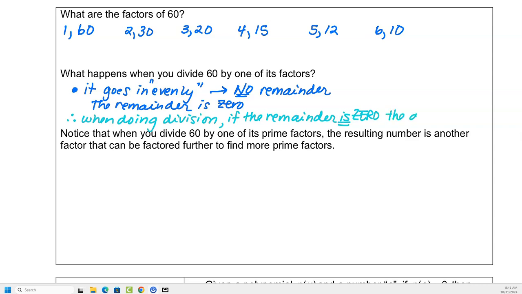Can we say that? And then to put what the other students said, because I think it's good, when you divide a number by a factor, the result is also a factor.